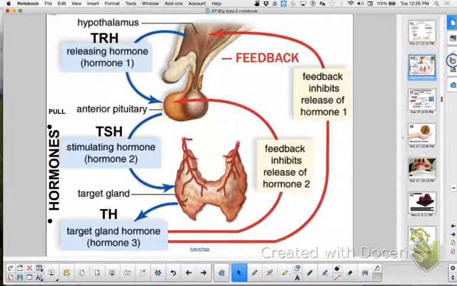When that thyroid hormone level gets high enough, it will exert what kind of feedback? Negative feedback on both the hypothalamus and the pituitary. Okay, give yourself a grade on that to your bio buddy. How did you do? Did you get all that?